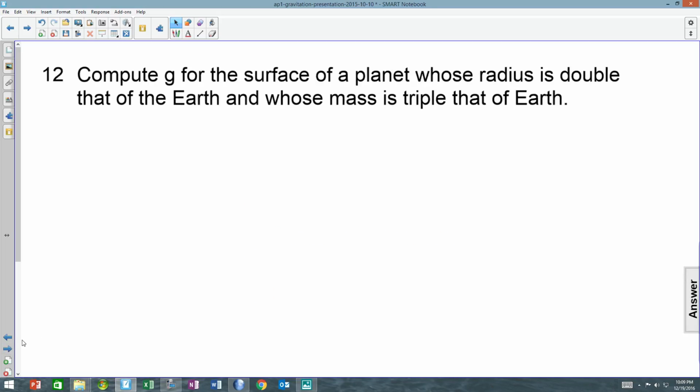Compute g for the surface of a planet whose radius is double that of the Earth and whose mass is triple that of the Earth. Go ahead and pause the video now. Oh, keep in mind you will have to look up the radius of the Earth and the mass of the Earth. Okay, so let's take a look at the answer.